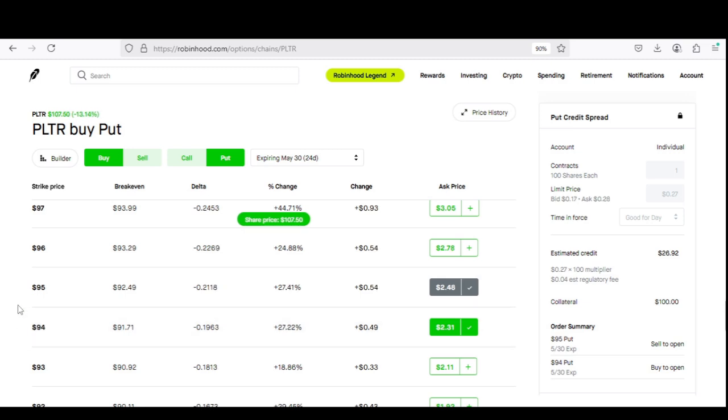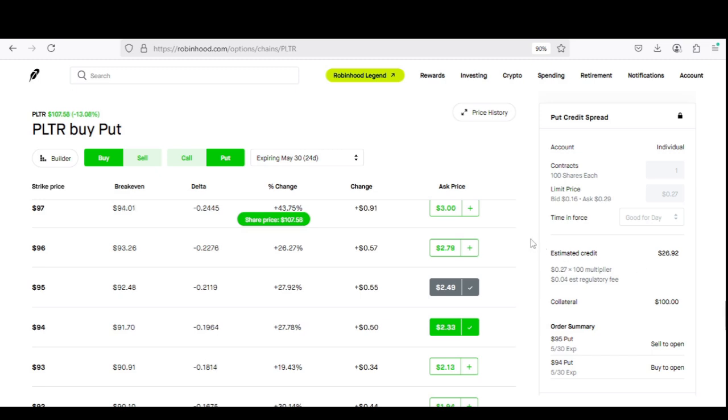Now, the other way that the put credit spread could go, if expiration day comes around May 30th and this share price now goes below your $94 right here, then and only then you lose your collateral, or you're going to lose the difference between your collateral minus the credit you received. So this one is not a win-win option strategy. So there you have it.